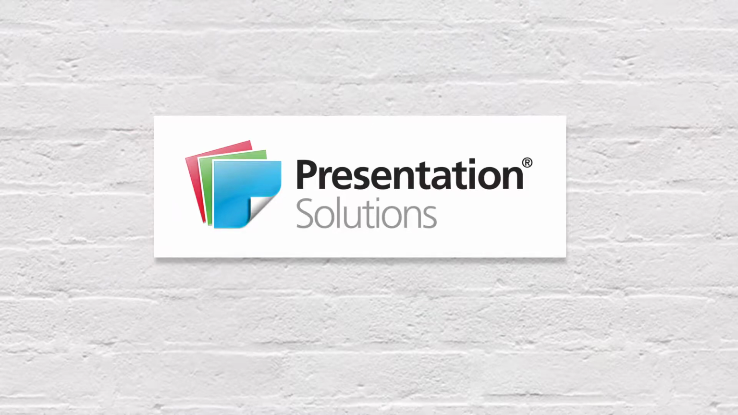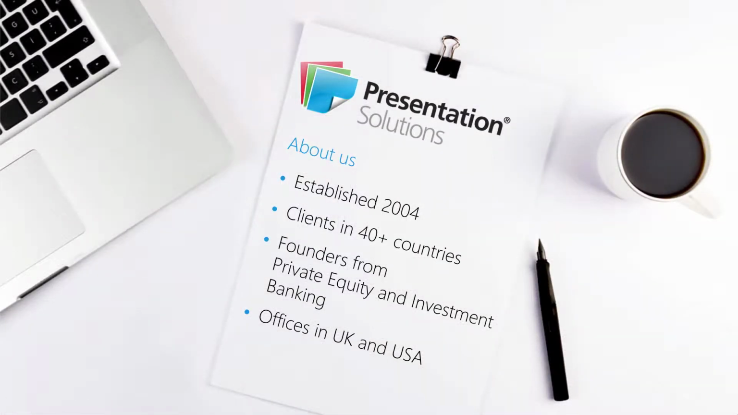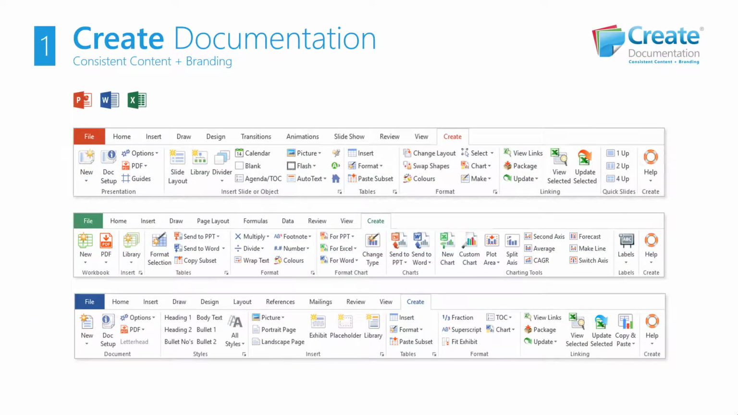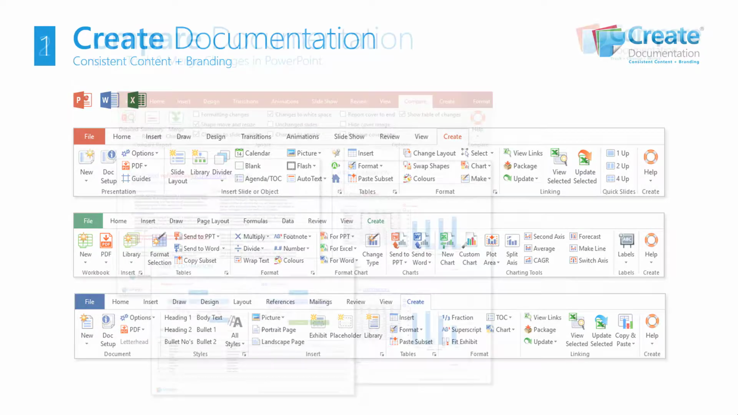Presentation Solutions. This 13-minute video provides a brief overview of all three products available in the Ultimate Productivity Suite for Microsoft Office: Create, Compare, and Repair. Create is a powerful add-in for Microsoft PowerPoint, Word, and Excel. There are two ways to buy Create: fully customized in your corporate branding with all your templates and every supporting setup for charts, tables, slide libraries, and more, or as a download from the website using a predefined setup.